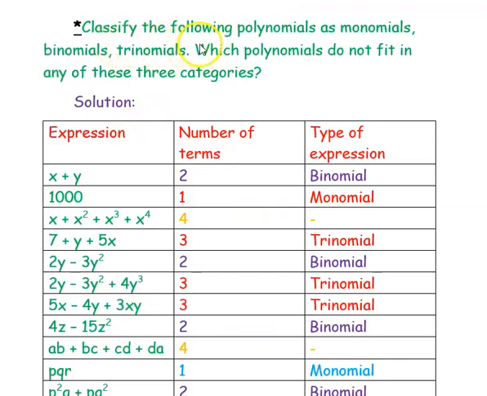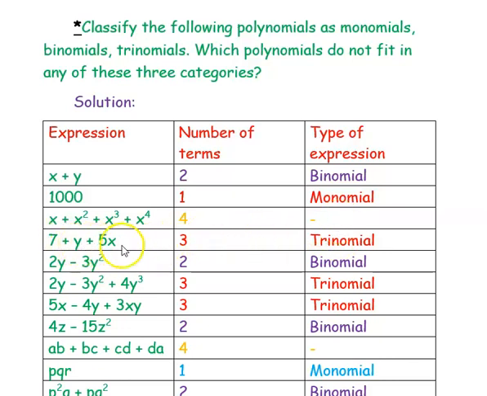Next example is classify the following polynomials as monomials, binomials, trinomials. Which polynomials do not fit in any of these 3 categories? Now let us see one by one. So x plus y. So here we have 2 terms. x is one term, y is one term. So the number of terms is 2, so we call it a binomial. And then 1000. Here we have only one term, so it is a monomial. Then x plus x square plus x cube plus x to the power 4. So totally 1, 2, 3, 4 terms. So it's not under any of these 3 categories.